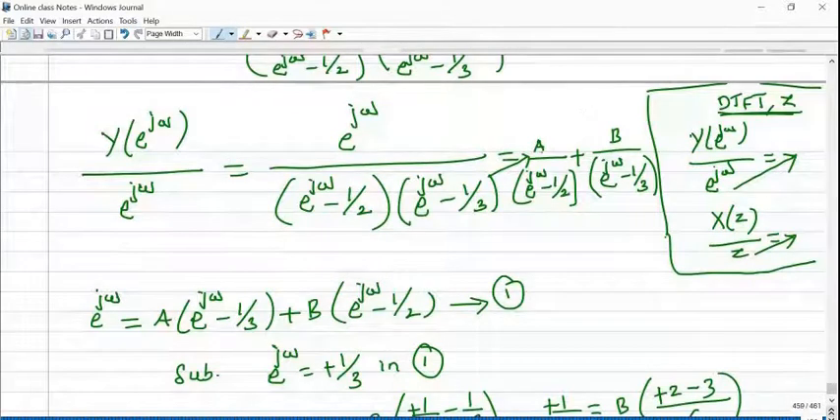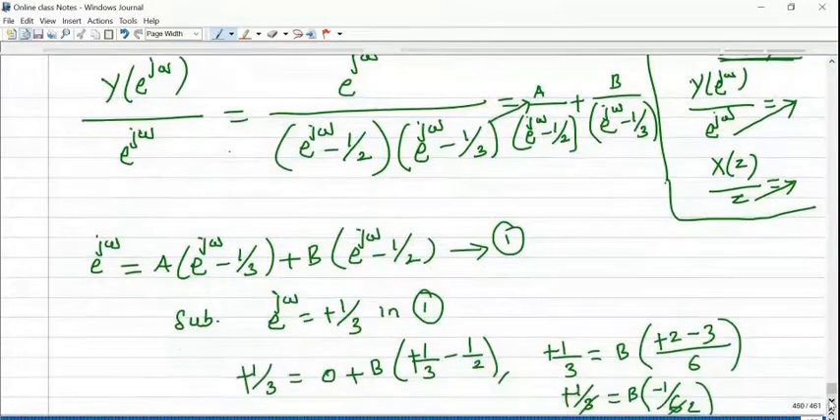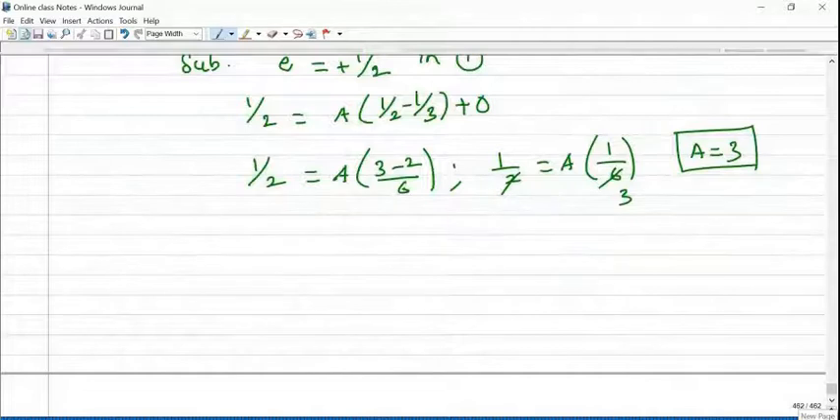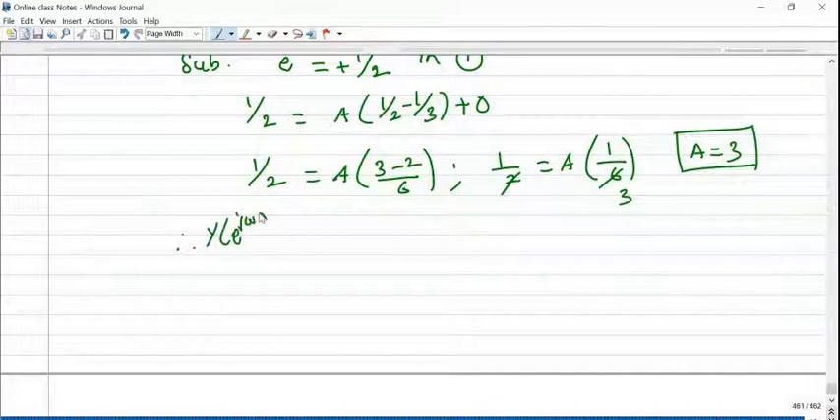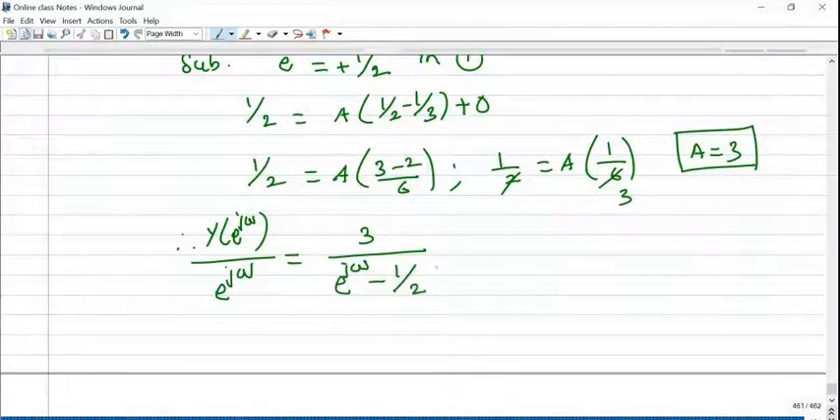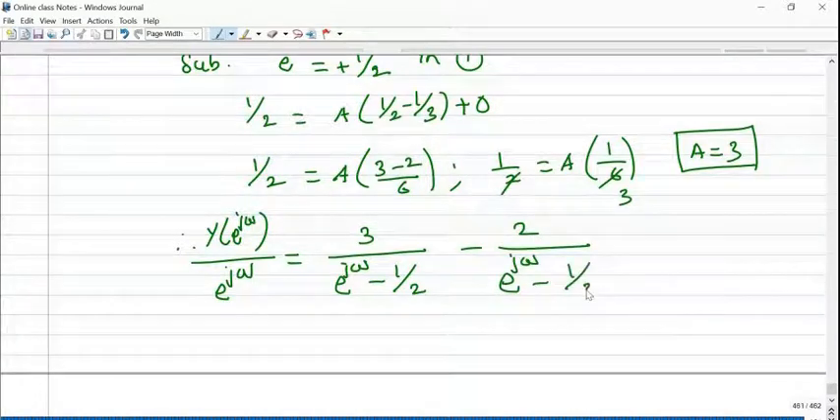Now substitute a value, b value. Y of e power j omega divided by e power j omega. We already kept 1 e power j omega in the denominator of the left side equation. So therefore, y of e power j omega divided by e power j omega equal to 3 divided by e power j omega minus 1 by 2, minus 2 divided by e power j omega minus 1 by 3.